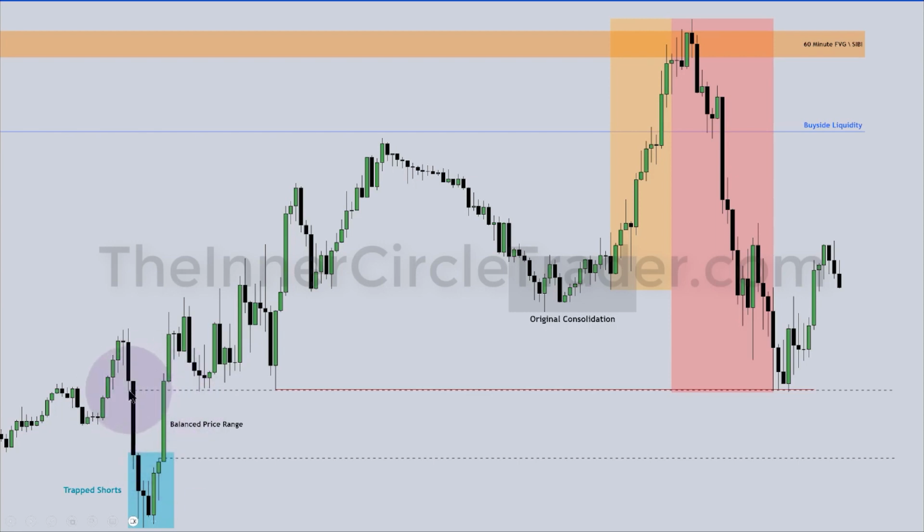So I'm using the low here and the high here. So that way we can see how this becomes a balanced price range. These are trapped traders. Okay. This in here is a trap trader, or trap traders that would have been caught short.